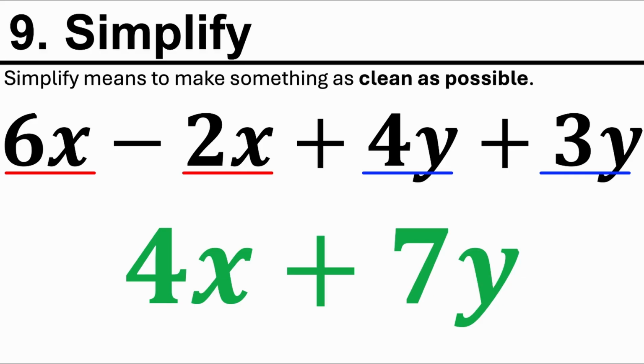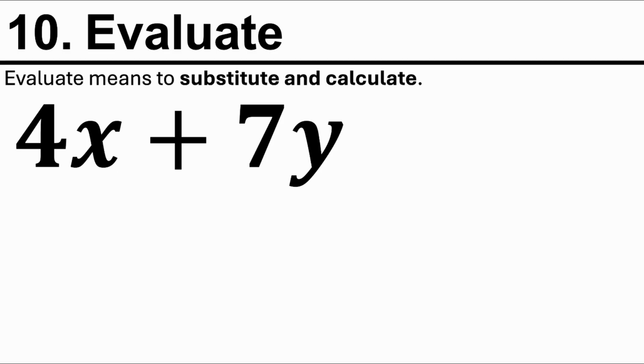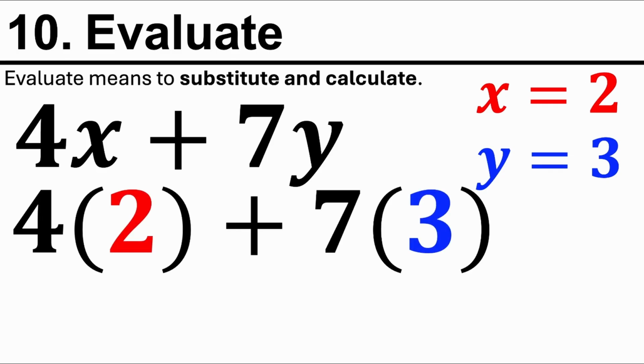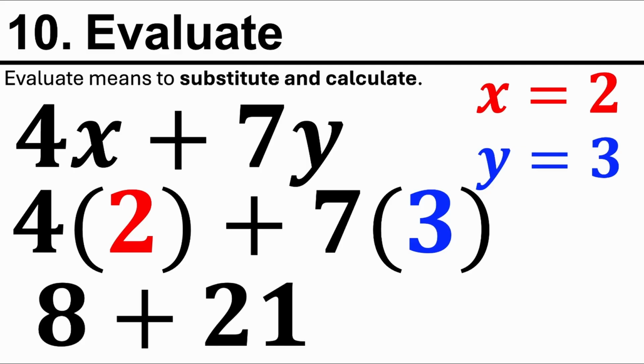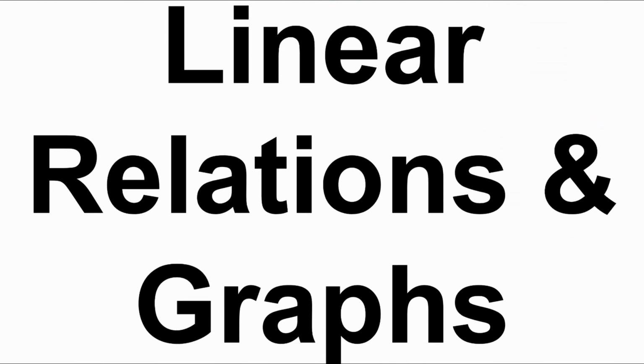Now, not to be confused with simplify is evaluate. Evaluate means to substitute in and calculate. So here we have an expression 4x plus 7y, and if I'm told x equals 2 and y equals 3, I can substitute them into the equation as x and y and evaluate to solve. So here I have 4 times 2 plus 7 times 3, which is 8 plus 21, and obviously that is 29. All right, let's get into some of the harder stuff, and this is found with linear relations and graphs.